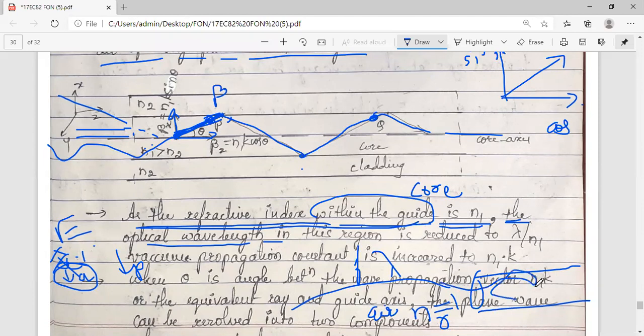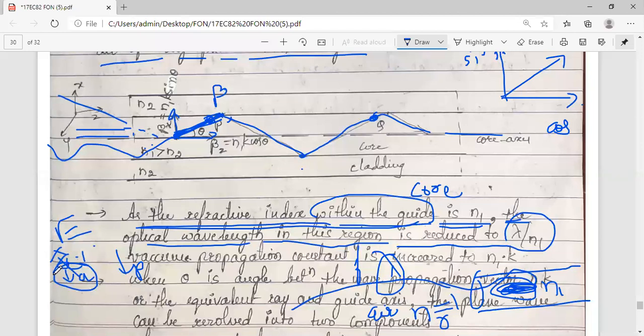But when it enters this material, inside with the refractive index N1, the wavelength in this region will get reduced to lambda by N1. It will not be simply lambda now. The wavelength will be lambda divided by the refractive index of that material. This is about the wavelength. And what about beta? I talked about the lambda term. We need to check the propagation constant also.